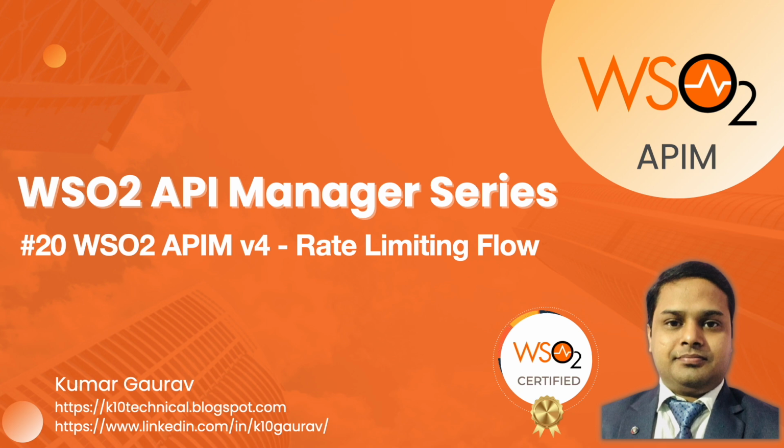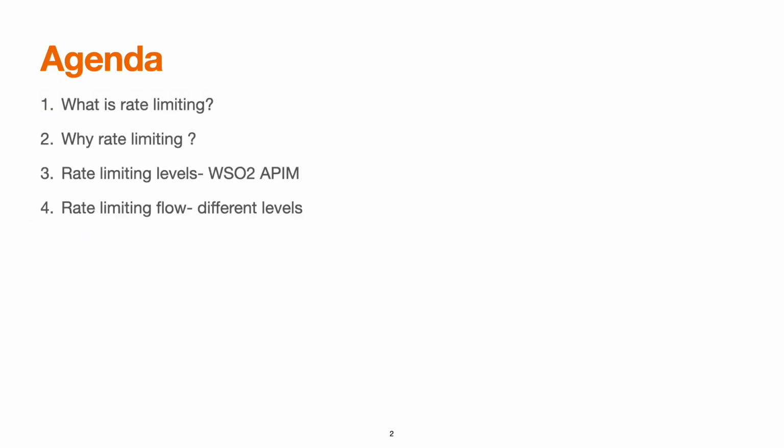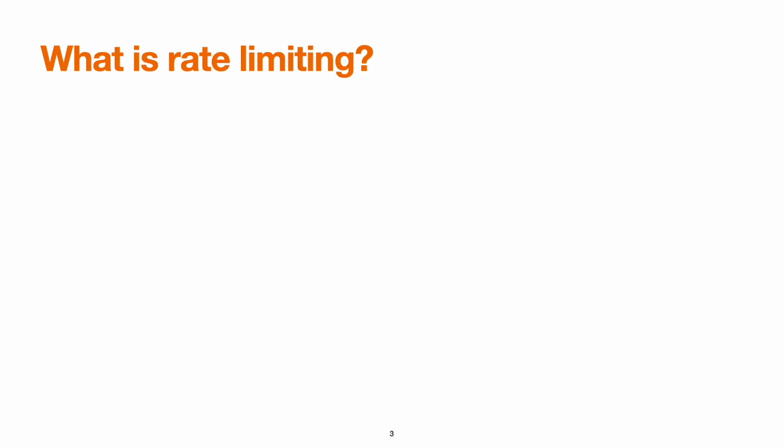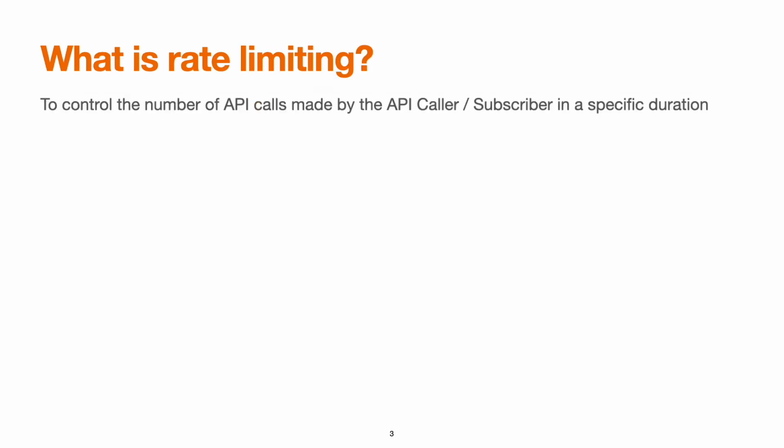In continuation of the conceptual knowledge in my previous video about API gateway flow, this video will provide the conceptual knowledge about an important feature of WSO2 API Manager, that is rate limiting. So let's start. Here is the quick agenda for the session. What is rate limiting? Why is rate limiting required? There are different levels of rate limiting in WSO2 API Manager, and a rate limiting flow at different levels in a typical scenario. So what is rate limiting?